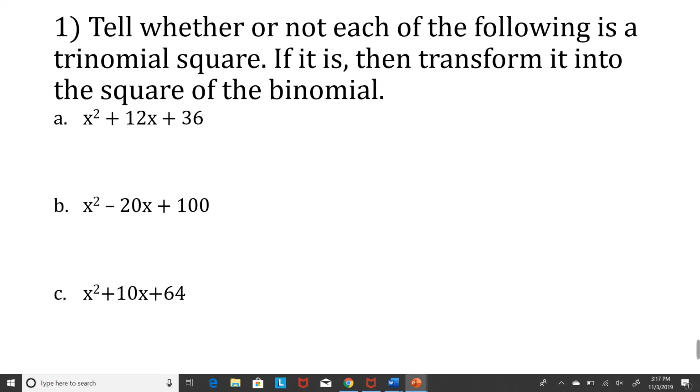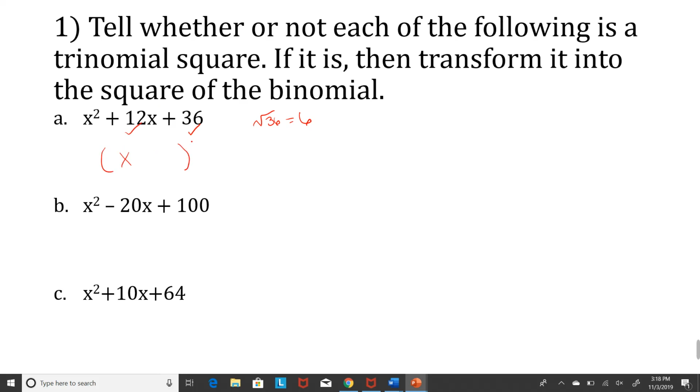Okay, so we're supposed to tell whether or not each of the following is a trinomial square. If it is, then transform it into the square of the binomial. Okay, so is 36 a perfect square? It is. What is the square root of 36? It's 6. Is 12 twice 6? It is. So it looks like we have a trinomial square.